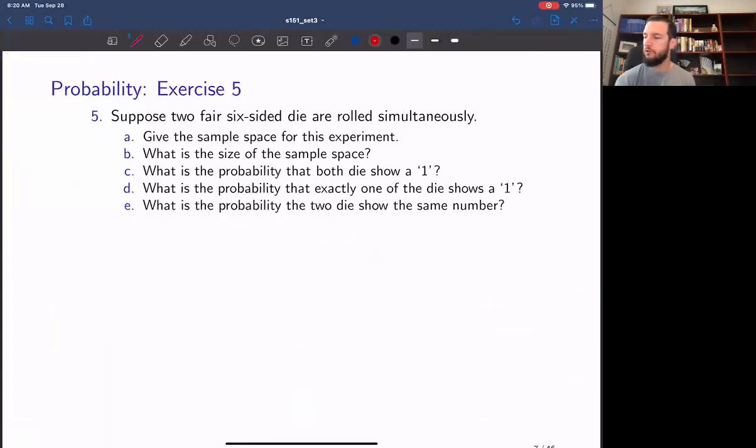Okay, suppose two fair six-sided die are rolled simultaneously. Give the sample space for the experiment. What is the size of the sample space? And then we have three different probability questions.